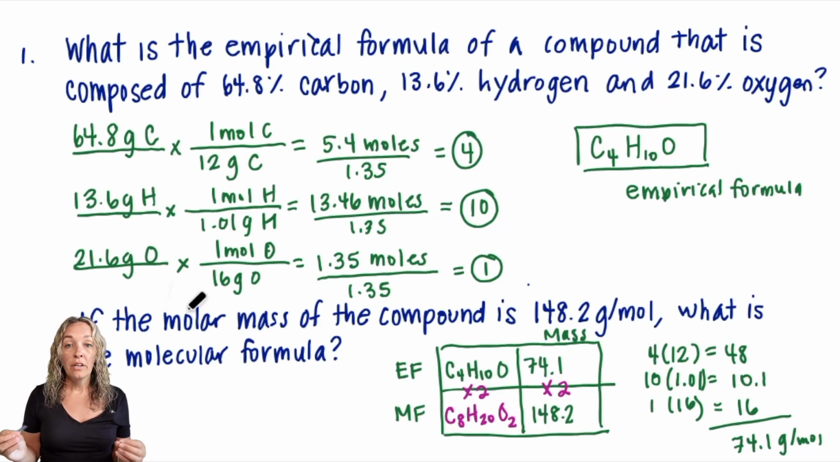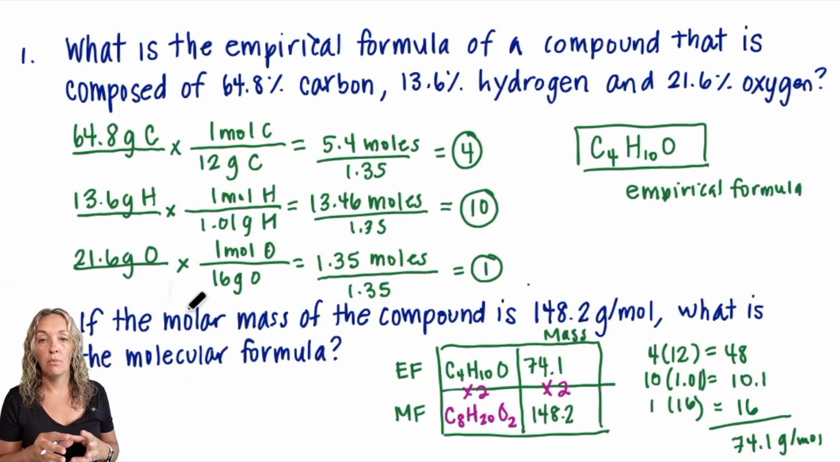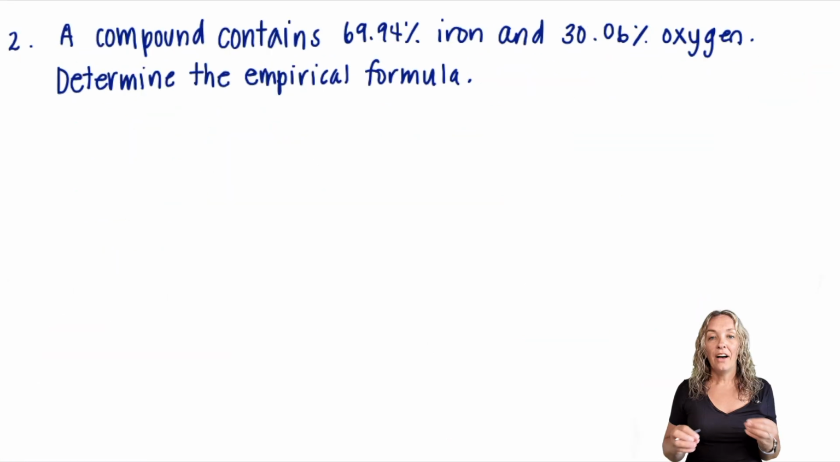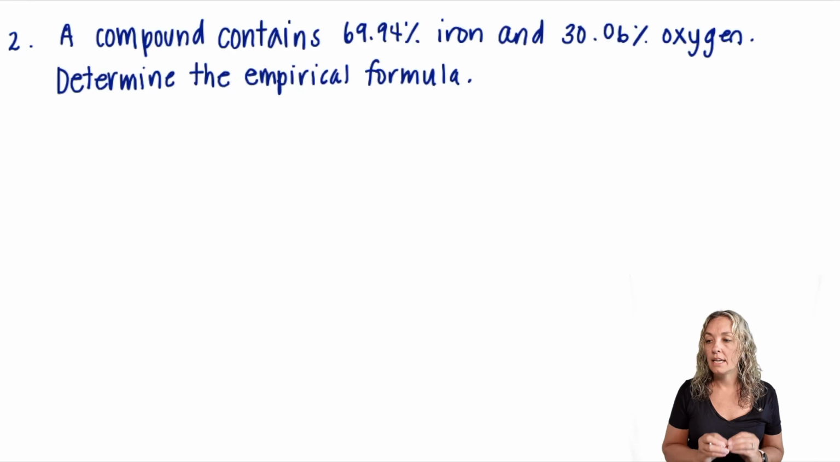All right, we are going to use the same steps, but we are going to do one problem that's slightly more complex because our ratios don't come out perfectly when we convert to moles. So let's take a look at a second, little harder example, but the process again will be the same. This time we have a compound that contains 69.94% iron and 30.06% oxygen. Once again, the first step is to deal in grams instead of percents.